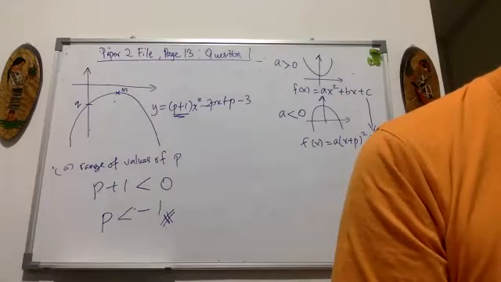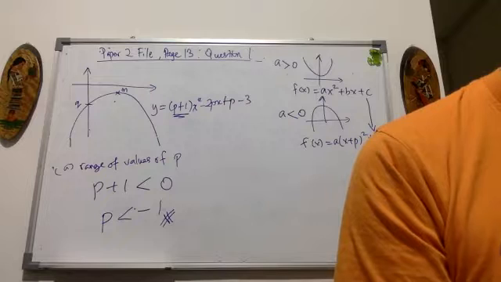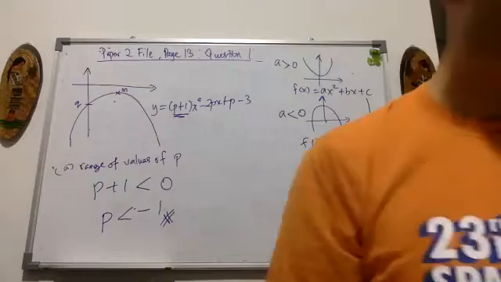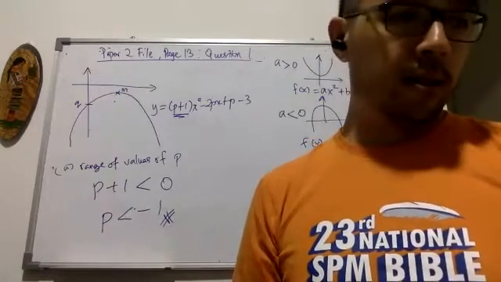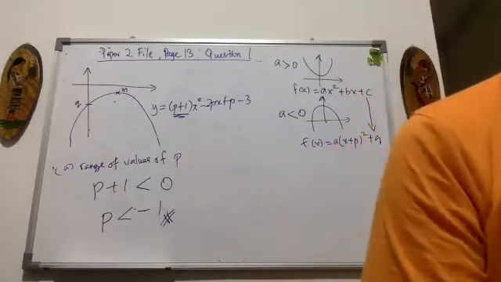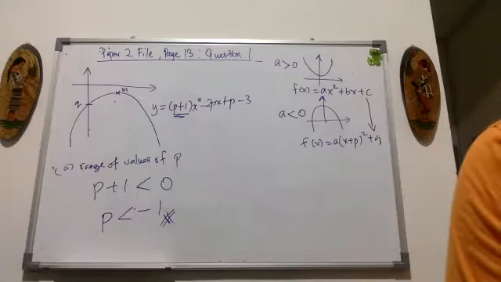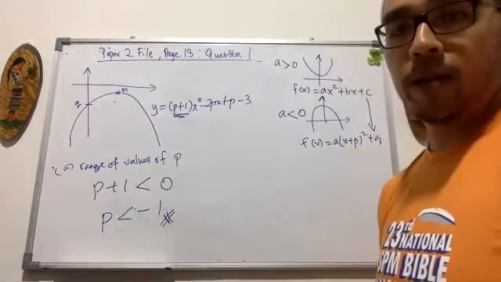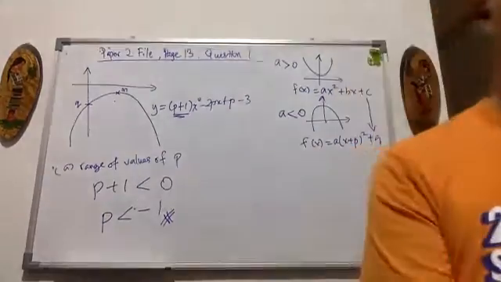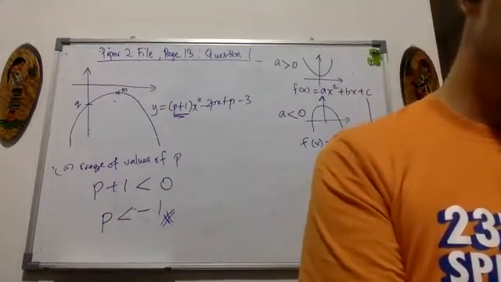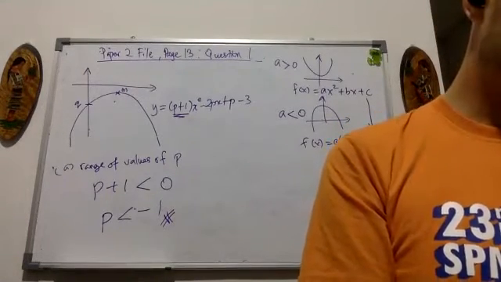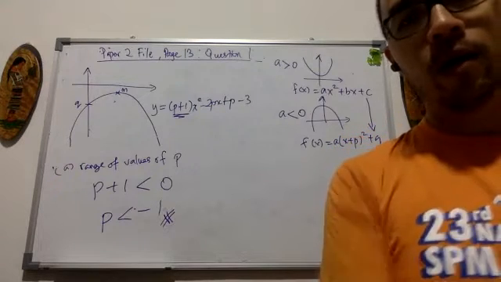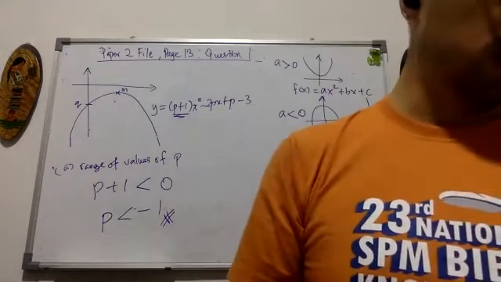Let me just double check. Oh, okay. Maybe I'm not that right after all. 2P plus 1. Correct. No? Am I not right? Let me just double check with this. Find the range of the values of P. Oh. I see.